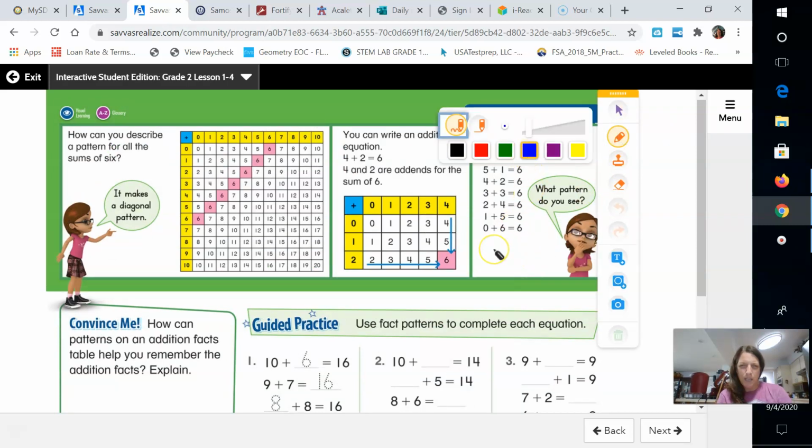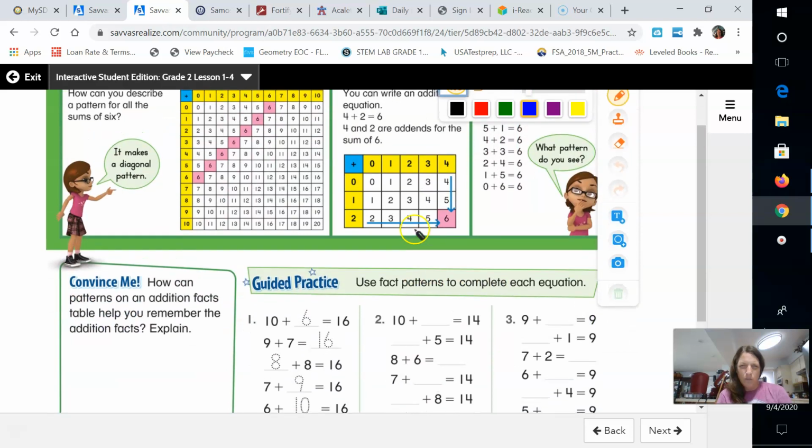Get myself a pen. All right, so here we have a problem and it's missing a number, and we're going to use this chart to help us find the missing number. This is an addend, right? Because it's one of the two numbers being added together. And after the equal sign, this is the sum.